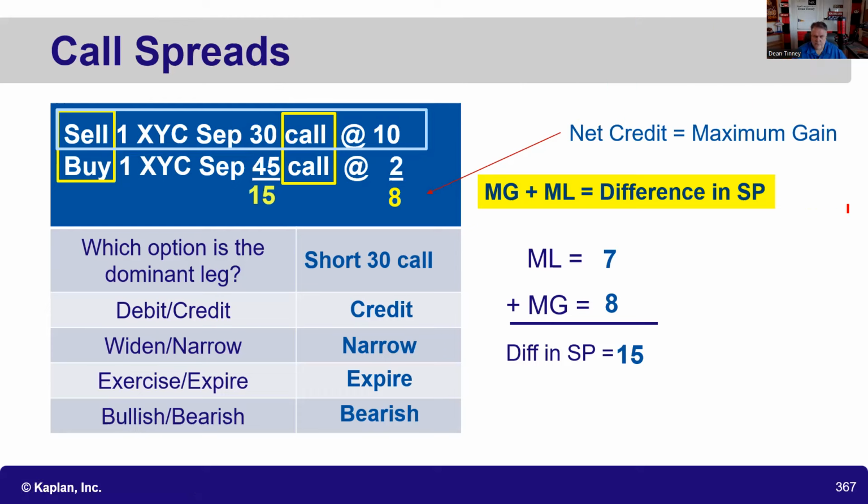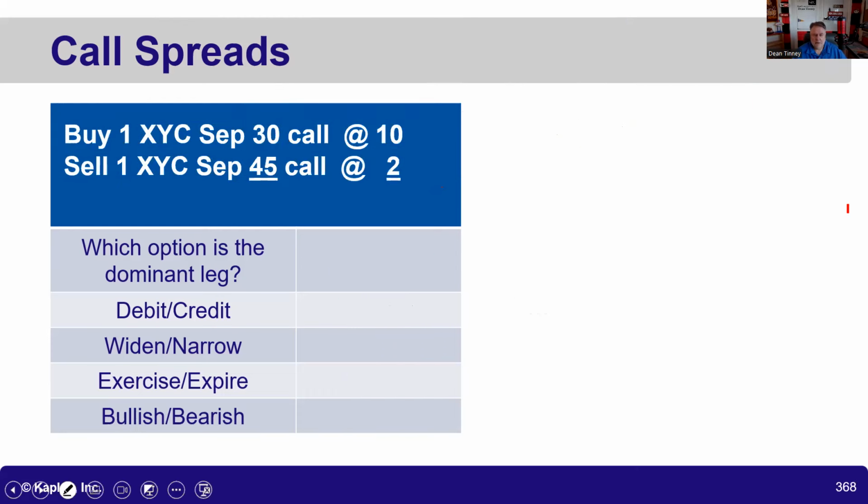All right, let's try another one. You can hit pause. Besides what's being asked here, I would also like you to tell me the max gain, max loss, and break even, because we want to be able to do all 8 things. So hit pause, attempt the question using the menu, and then hit play, and I'll reappear, and we'll go over it together.